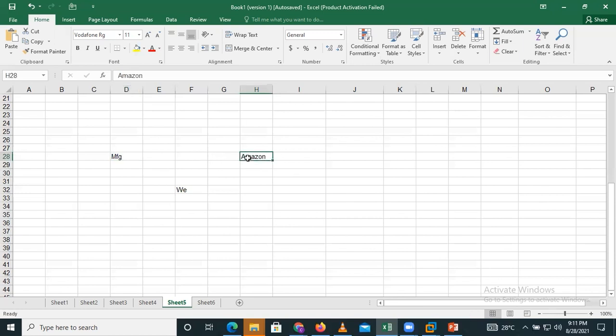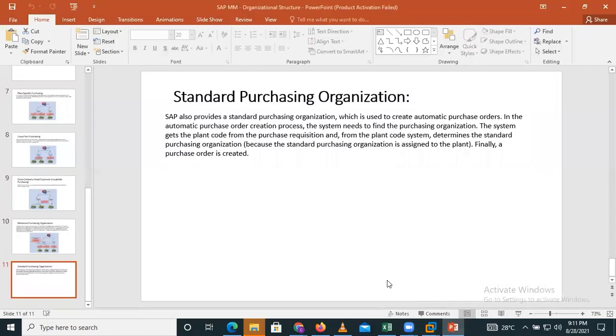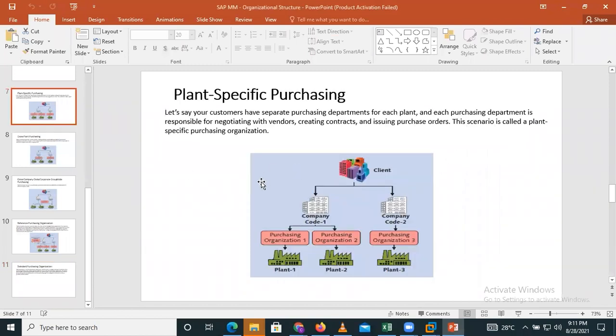Here, Amazon is acting as a trader. It is not a business, it is a trader. Clear? Yes, Mohan. Okay. So once we map this in our SAP system, you'll get some better idea about this organization structure.